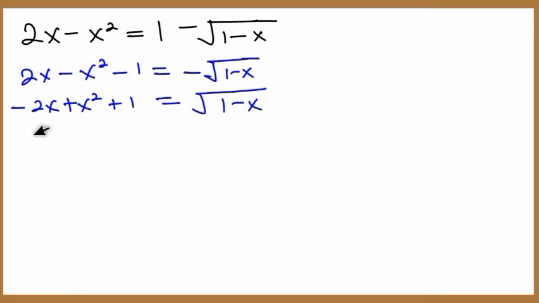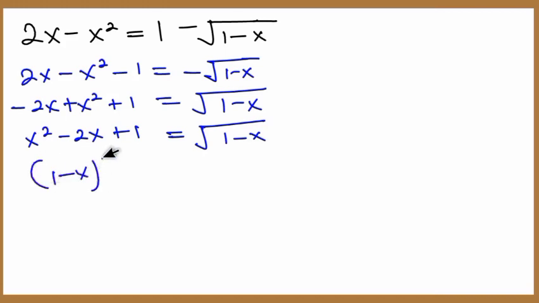So arranging this one, I'll have my x to the power 2 minus 2x plus 1 equals root 1 minus x. So now what I have to do is to factor the left hand side. So after my factorization, I will have 1 minus x all to the power 2 equals root of 1 minus x.